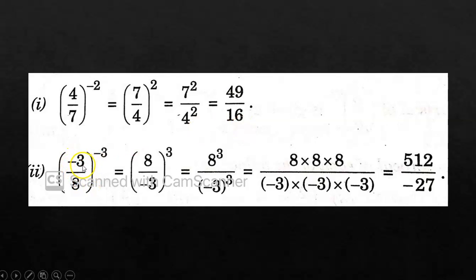Same way, the next particular sum: minus 3 upon 8 the whole raised to minus 3. What will happen? The numbers will interchange their position and you will get 8 upon minus 3 the whole raised to 3. Now if you are asked to solve this further, then 8 will be raised to 3 and minus 3 raised to 3. So this is how you solve, and again the sign will go in the numerator and you will get 512 upon minus 27.